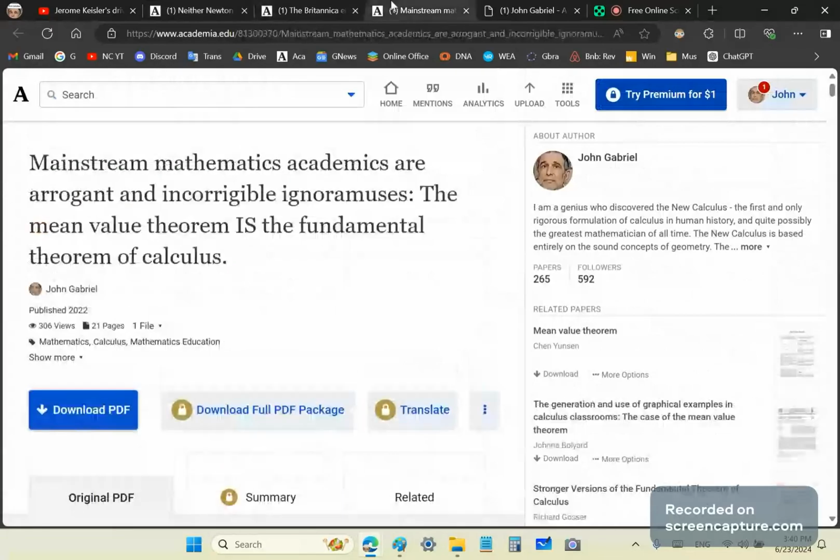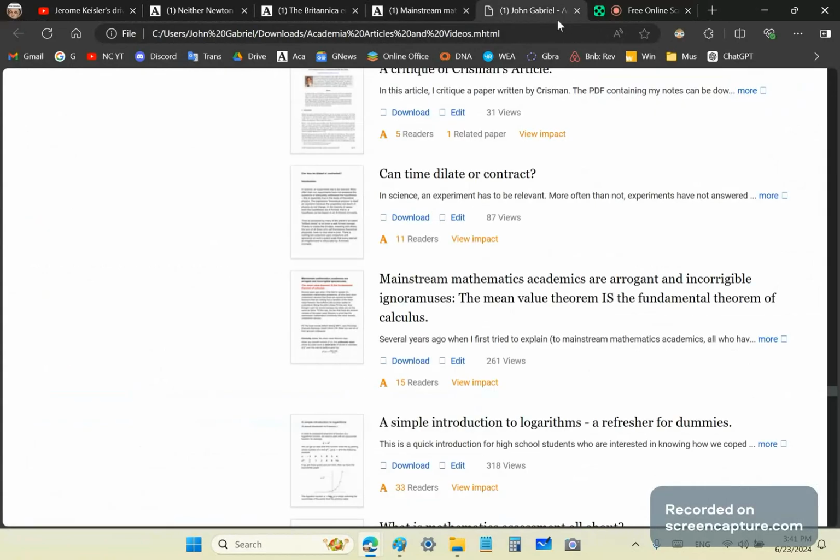Mainstream academics don't have a clue what the mean value theorem is about. It's the fundamental theorem of calculus. And it doesn't care about inflection points, which means you haven't really refuted anything about my new calculus. The new calculus does not allow derivatives at points of inflection, and that's no problem at all. Laughing in your faces.